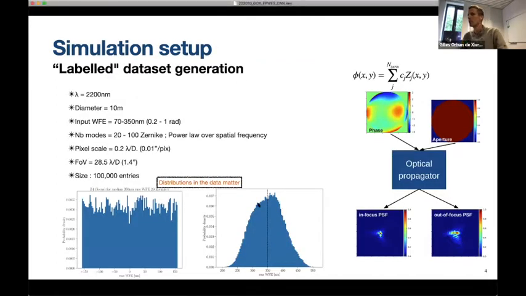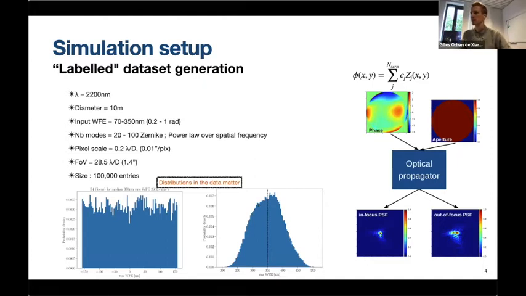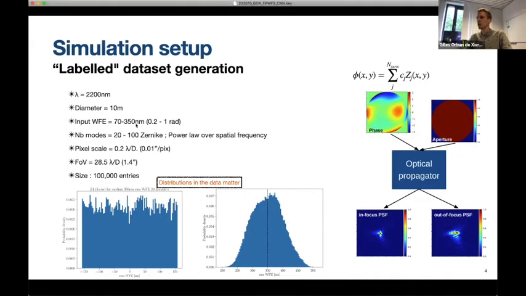When you do machine learning, it all starts by a data set and a large data set. Here you have the key parameters of the simulation. They are quite simple simulations. We generate phase maps that we propagate, and we have in and out of focus images. And we consider different levels of aberration. I will talk about a low level of aberration, around 70 nanometers, while the high level of aberration will be 350 nanometers. And we also consider 20 or 100 Zernike modes.